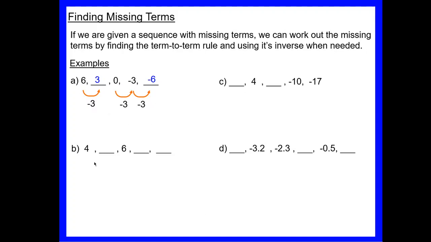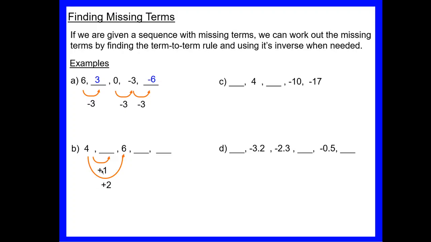Now you'll notice in B, we don't have 2 together. So we've got 4, then something, then 6. So let's see, how can we get from 4 to 6? Well, to get from 4 to 6, we could add 2. But there's a gap in the middle here, so that's halfway between. So half of adding 2 would be adding 1. Half of 2 is 1.